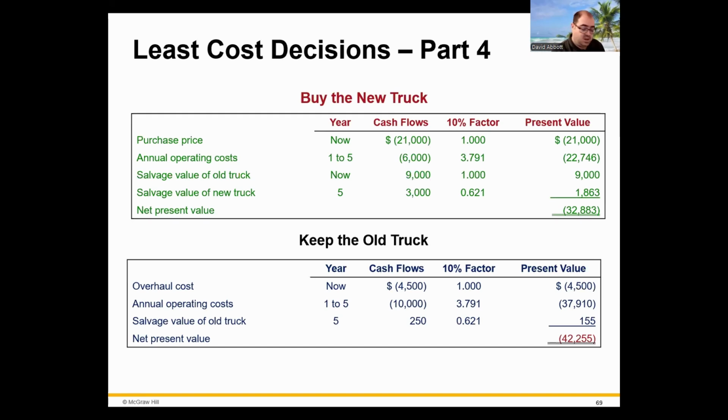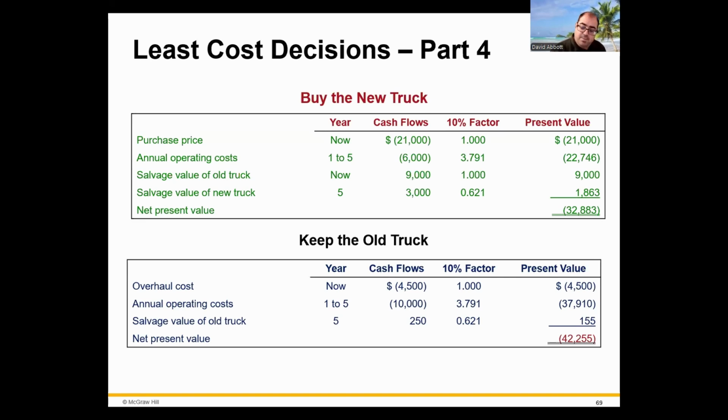If we were to work this out, we would see that the net present value of buying a new truck is negative 32,883, and the net present value of overhauling the old truck is negative 42,255. Notice that both numbers are negative because there's no revenue involved. This is a least cost decision, so obviously both of these are going to be cash outlays. Obviously they're going to get a little bit from the salvage value.